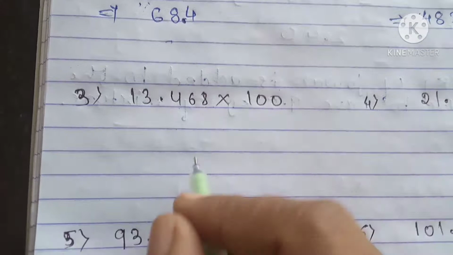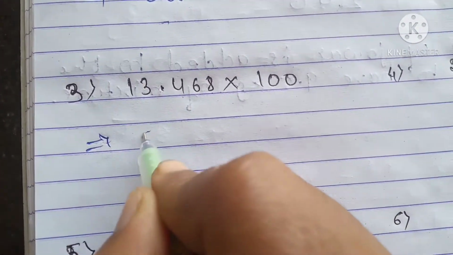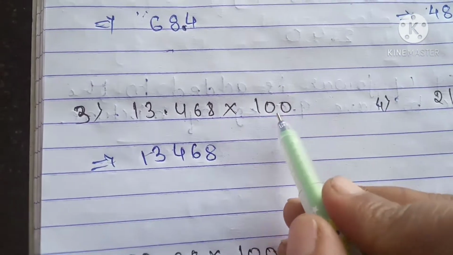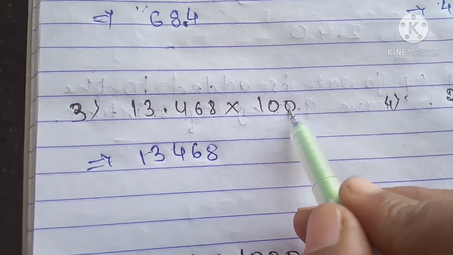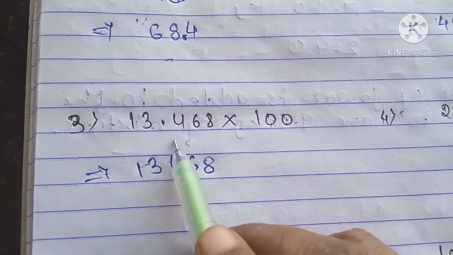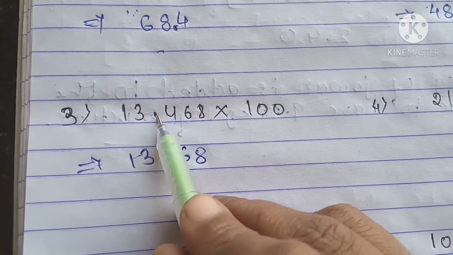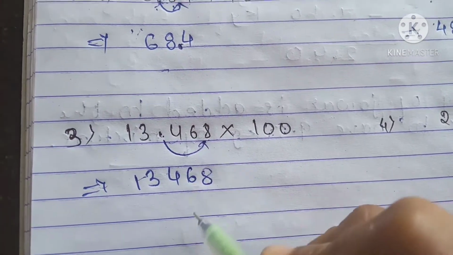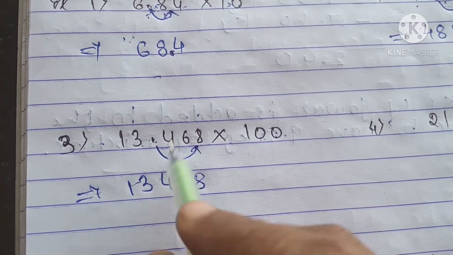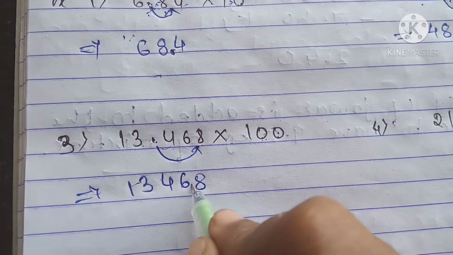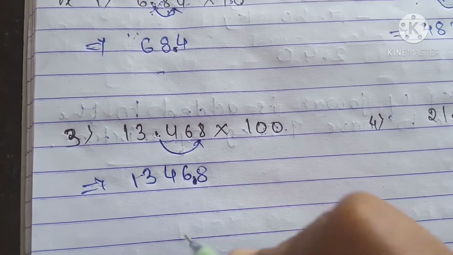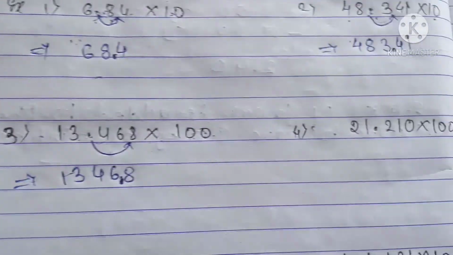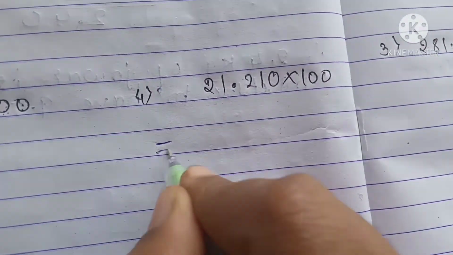13.468 into 100. So the first step is write down all the numbers as it is. Then count the zeros. How many zeros are there? 2 zeros are there. 2 zeros means we have to transfer this decimal point 2 digits after. So it will become like this. So the answer is 1346.8.